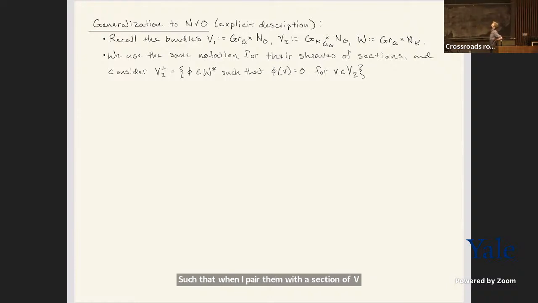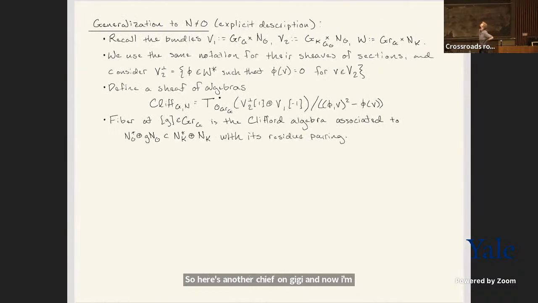So here's another sheaf on GERG. And now I'm going to look at the following sheaf of algebras. Let me take V2 perp, put that in degree -1, take V1, put that in degree 1, take their direct sum, take the tensor algebra of that. So one of those generators looks like a pair of phi, v, where phi is a section of V2 perp, v is a section of V1. And I impose the relation that the square of that is equal to the value of phi on v.